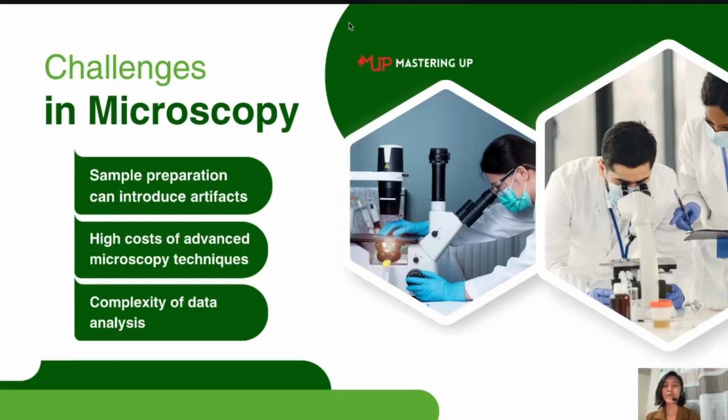As amazing as microscopy is, there are some challenges scientists face. First is sample preparation. Preparing samples can be tricky. For electron microscopes, cells need to be fixed and dried, which means we can't observe live cells. Next is cost and complexity. Advanced microscopes, like electron microscopes, are very expensive and difficult to use. Not every laboratory has access to them.